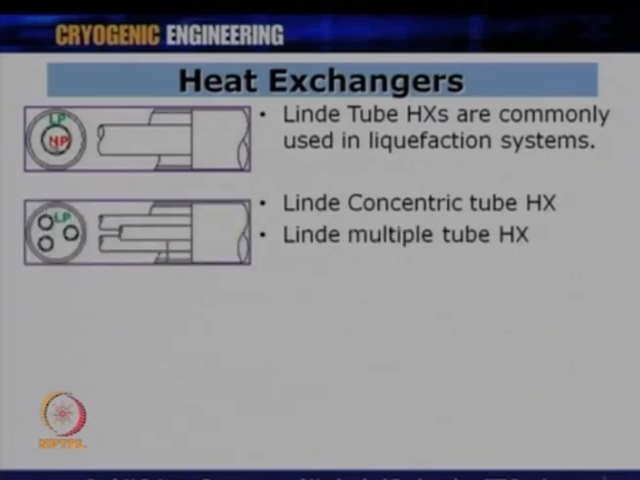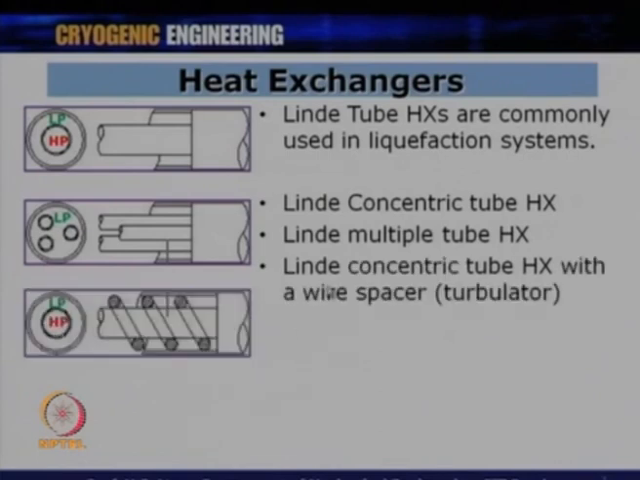Then instead of one tube, we can have 3 tubes in one tube. So, Linde multiple tube heat exchangers. They are pretty simple to understand from here. Here we can have a coiled structure of the heat exchanger, and the high pressure gas can go in the inner tubes, while the low pressure gas can come above this tube.